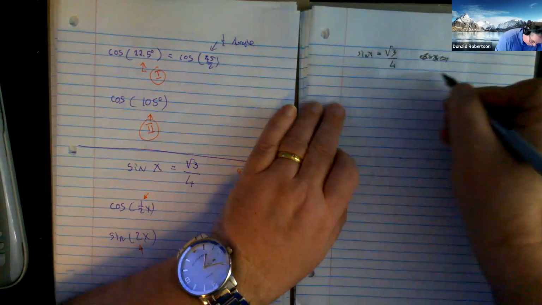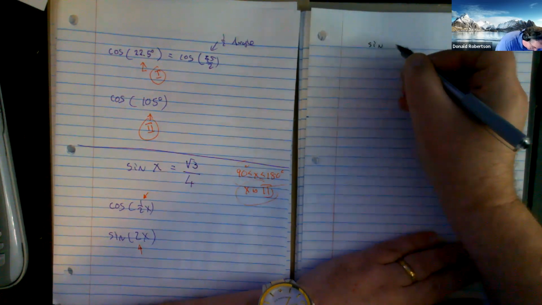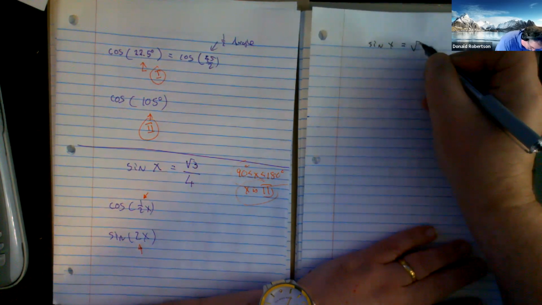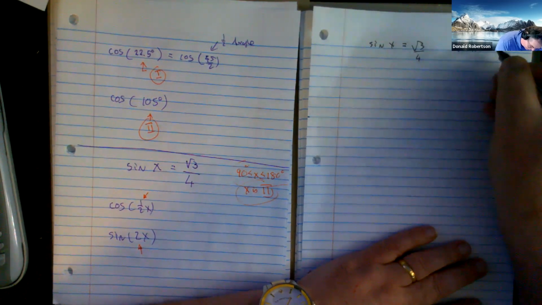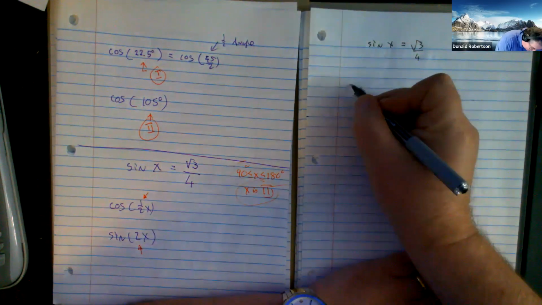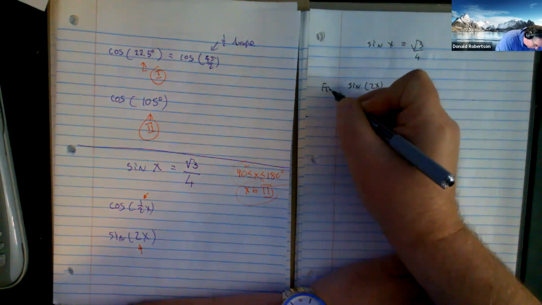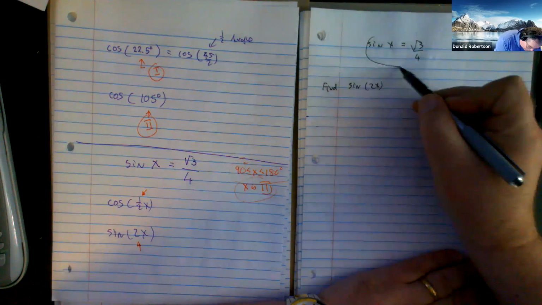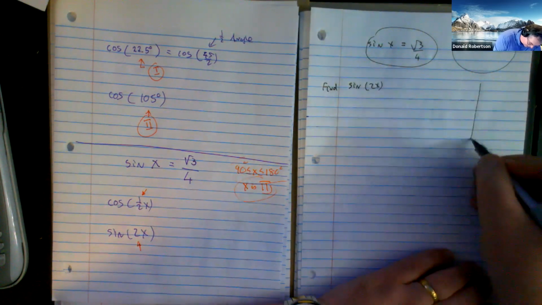Let's do a question straight from the top. Suppose I tell you that sine of x is equal to √3 upon 4, and I tell you that the cosine of x is negative. And the question is, find the exact value of sine of 2x. I know the sine of x is this guy, and I know the cosine of x is that guy.